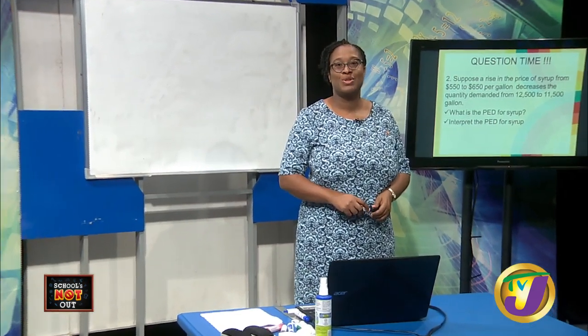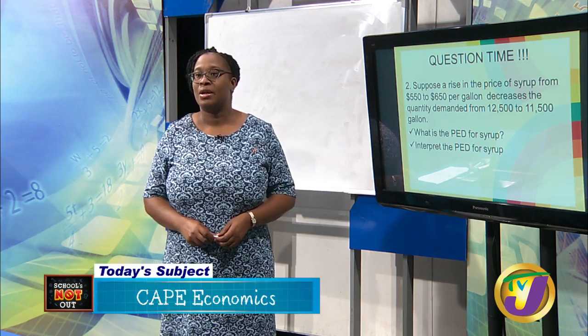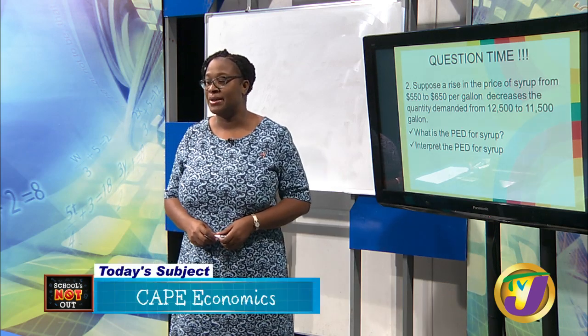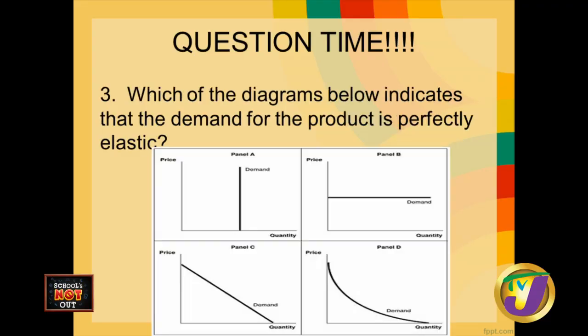Welcome back to Schools Not Out. We were discussing CAPE Economics Unit 1. Now, before the break, we did some more calculations on price elasticity of demand. I just have a few more questions for you. Now, let us look at this question. Which of the diagrams below indicate that the demand for the good is perfectly elastic?